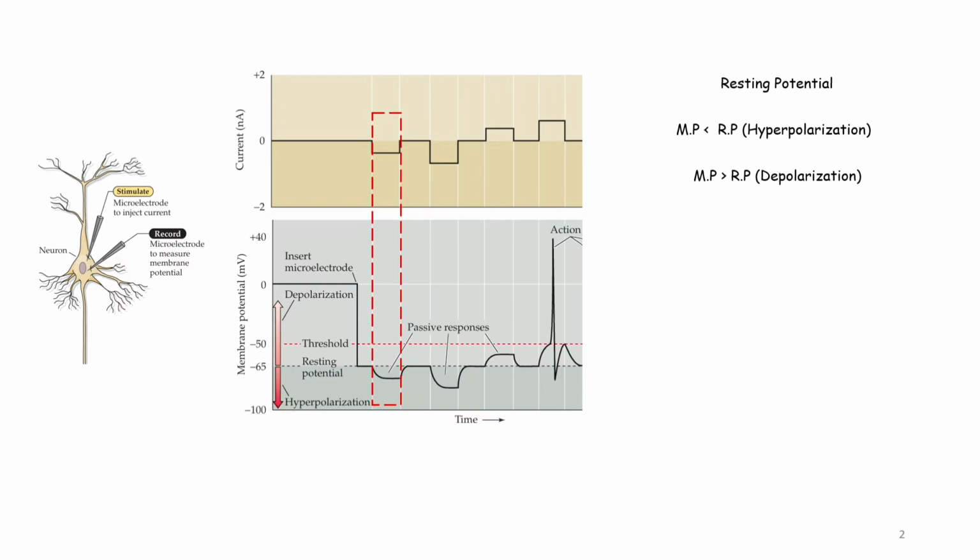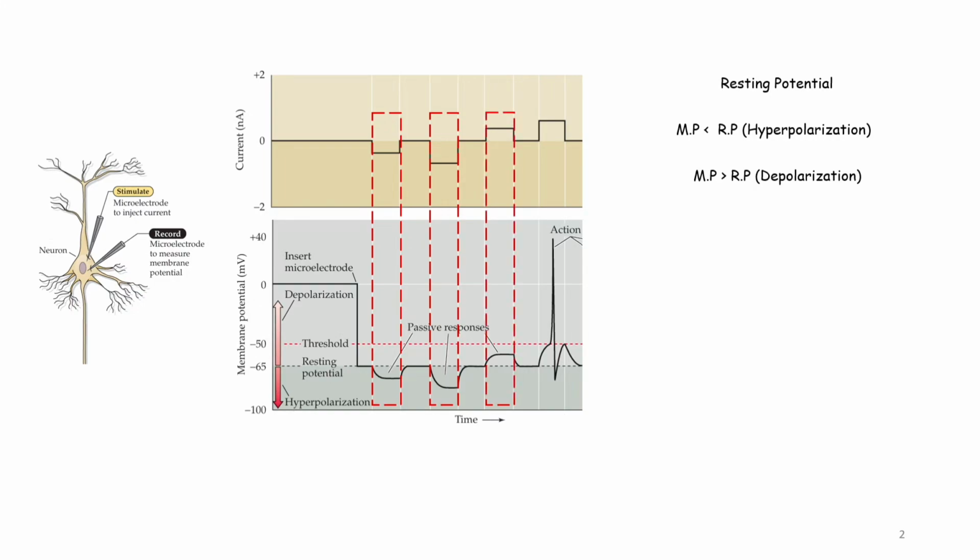Now, in the first injected current, the membrane potential of the neuron becomes less than resting potential, so it causes hyperpolarization. And we observe that no action potential occurs. In the second injected current, the membrane potential goes below the previous one, so it also causes hyperpolarization, and we observe that no action potential is generated. So it is for sure that hyperpolarization does not generate an action potential.